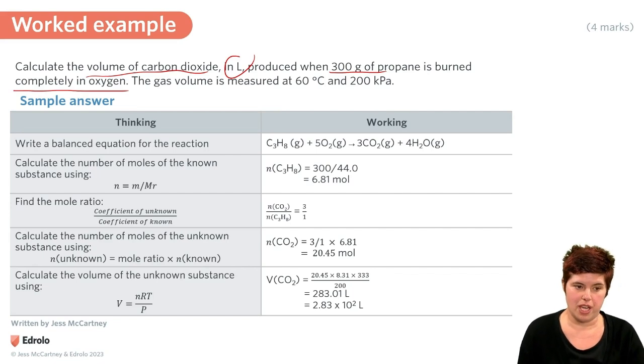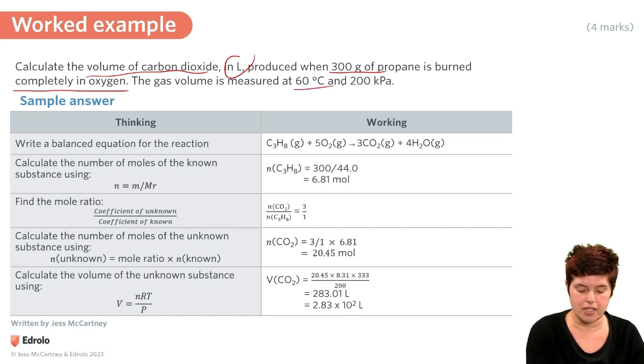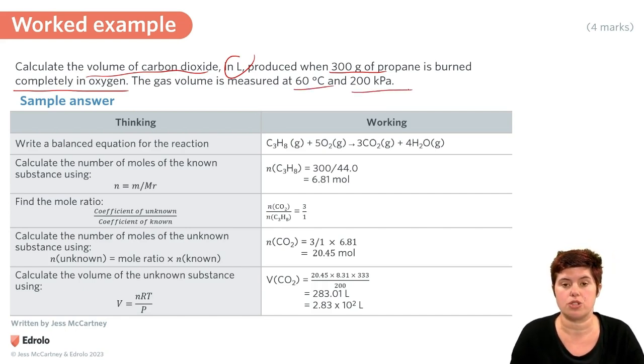The only difference that we have here is that we have conditions that the reaction is put under, and the conditions are that it's at 60 degrees and it's measured at 200 kPa. So unlike the question before, where it was measured at SLC, we actually have different conditions here. So this means we have to use a different formula. The steps are the same.